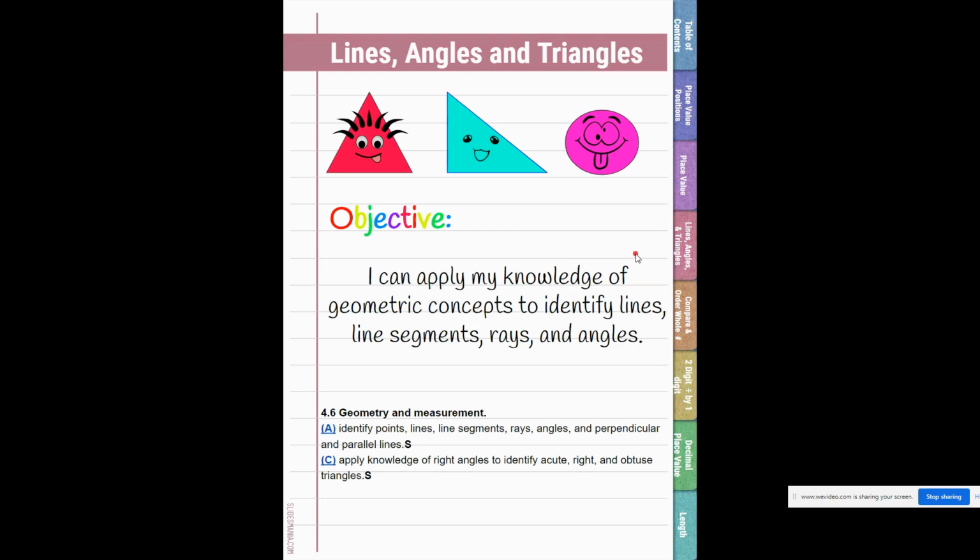In today's lesson, we're going to be talking about lines, angles, and triangles. You will be able to apply your knowledge of geometric concepts to identify lines, line segments, rays, and angles.